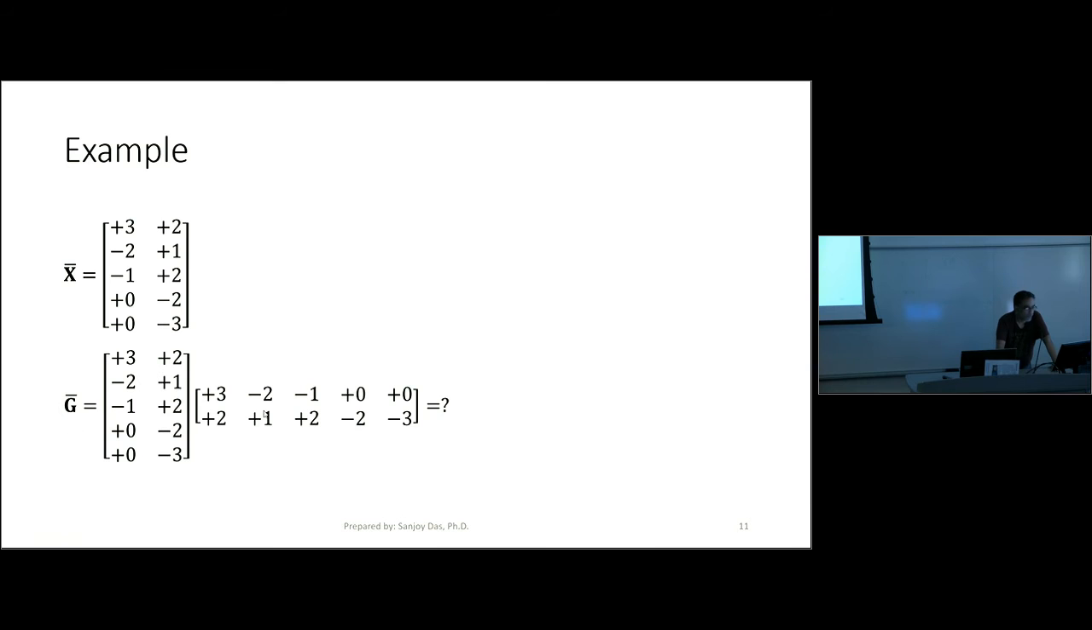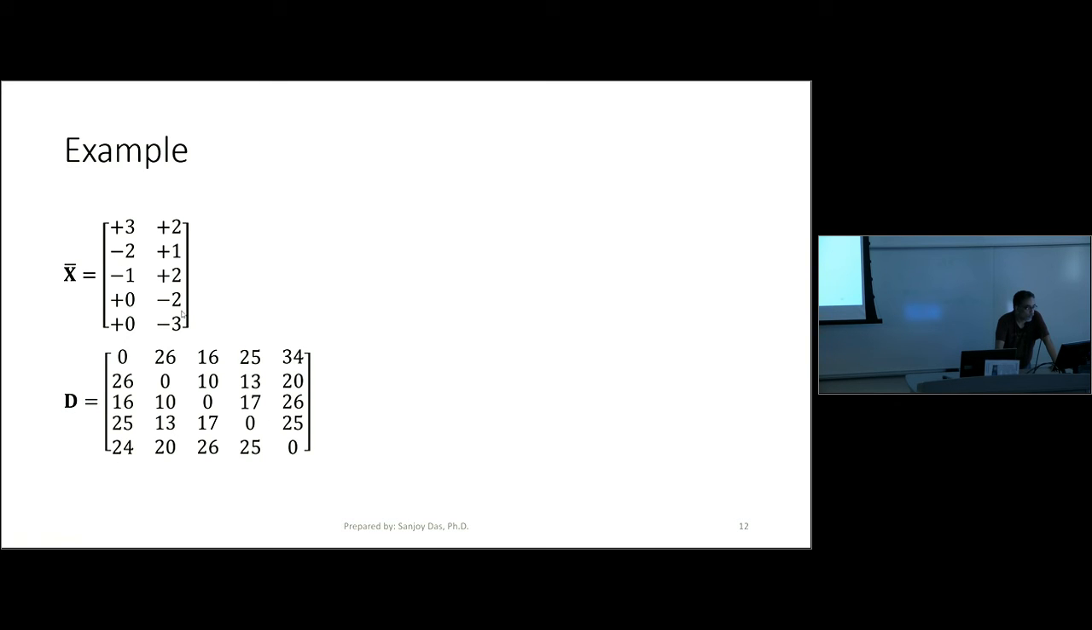G bar is this. And so this is the distance matrix. What's the pairwise distance matrix? Here the distance of a sample point to itself is 0, right? So the diagonal elements here are all zeros. The off-diagonal elements: we're looking at row 1, column 2. What's the distance between sample point 1 and sample point 2?